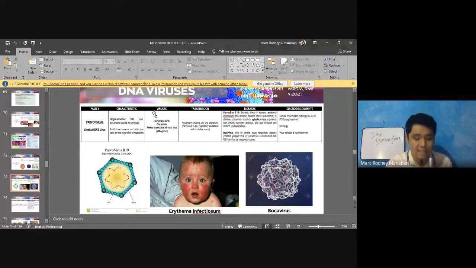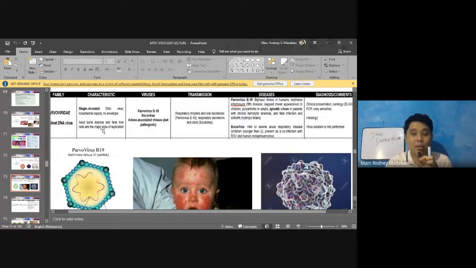The rest of your DNA viruses are double-stranded. Very important, talaga. All right. Now, very important, the site of latency: adult bone marrow and fetal liver cells. Meaning, dito siya sa hematopoietic cells. Dito siya mag-replicate.